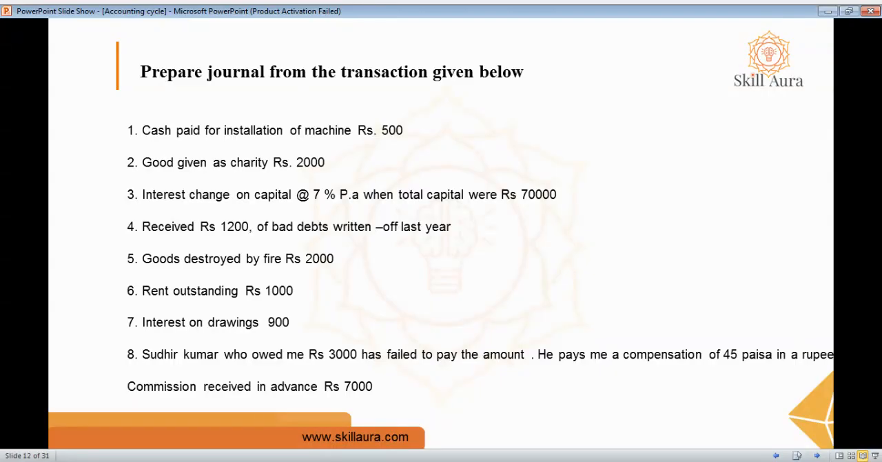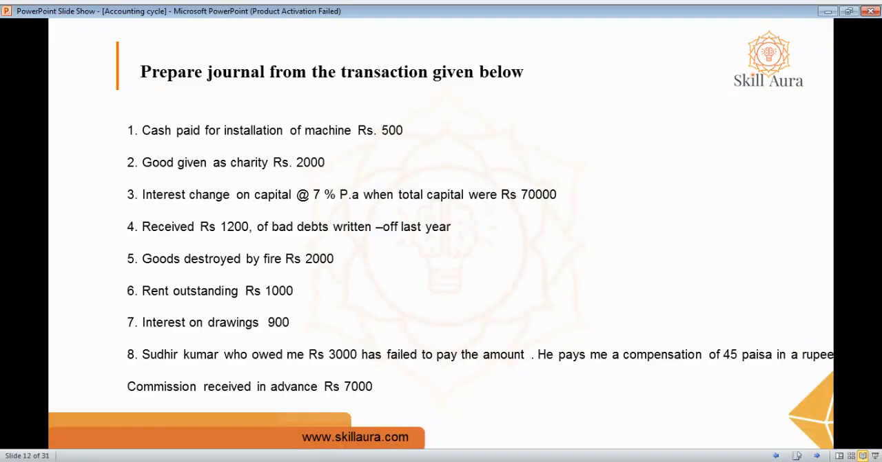The next transaction is goods destroyed by fire. Here you have the loss from the destruction of goods by fire, so you'll debit the loss by fire account, and you'll decrease the inventory value, so we credit the inventory account that reflects the decrease in inventory value. So loss by fire account in the debit column 2000, and inventory account in the credit column 2000.